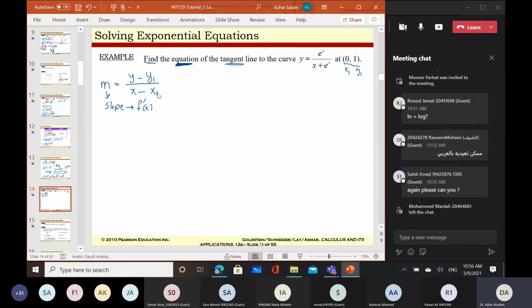I already have y1 and I have x1 from the question, and these are only variables. So I only have to find m. How to find m? Find the slope, or the derivative, of this equation, okay? So here I have to find the slope, which is f dash or y dash of x. This is the definition of y, and I will find the derivative at this point.